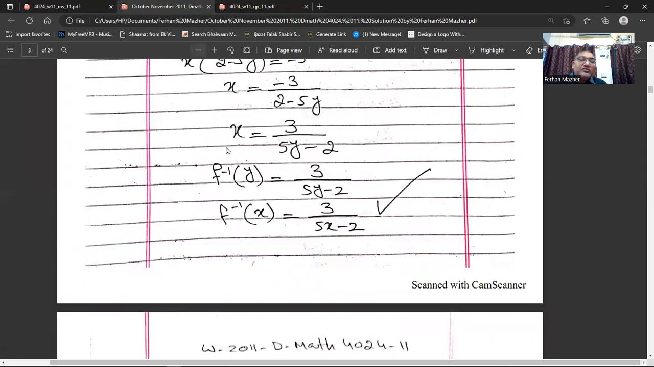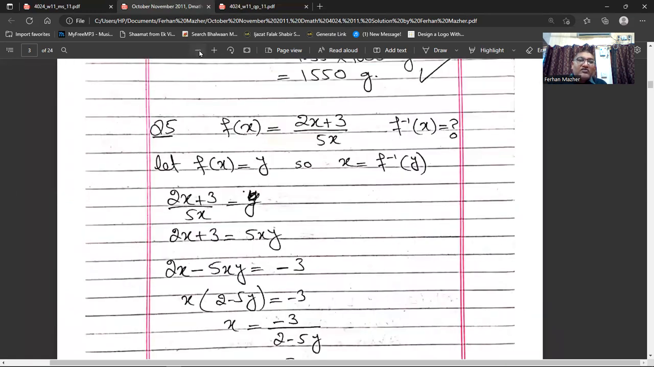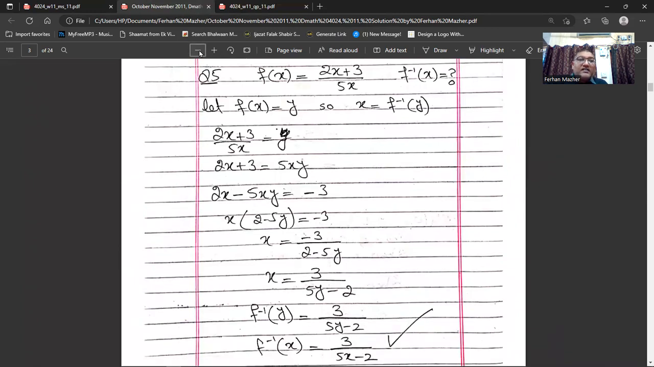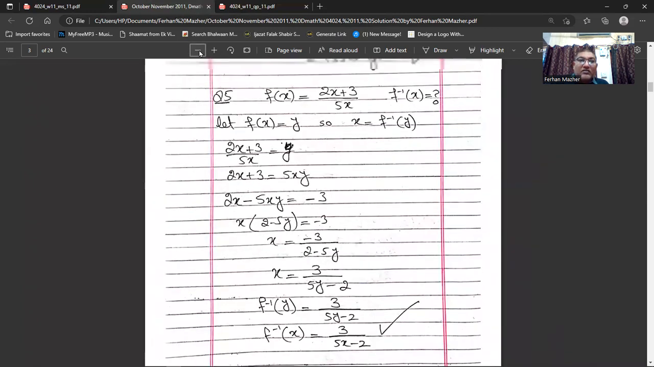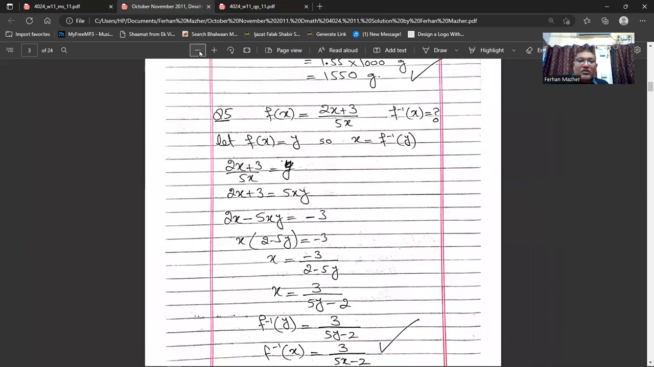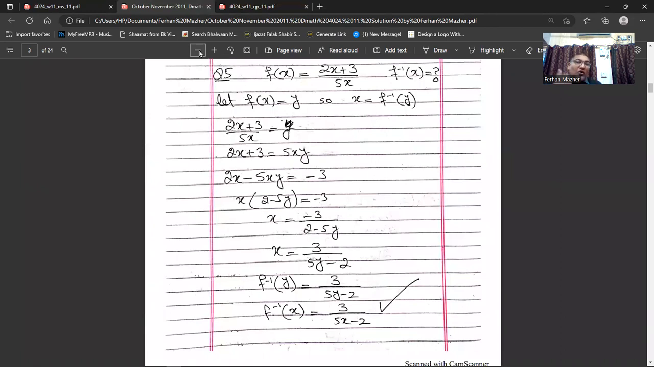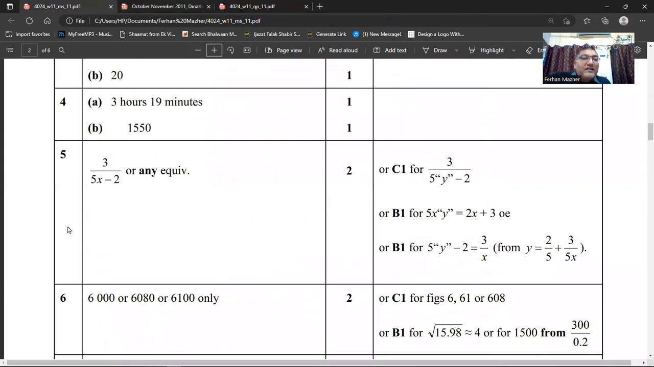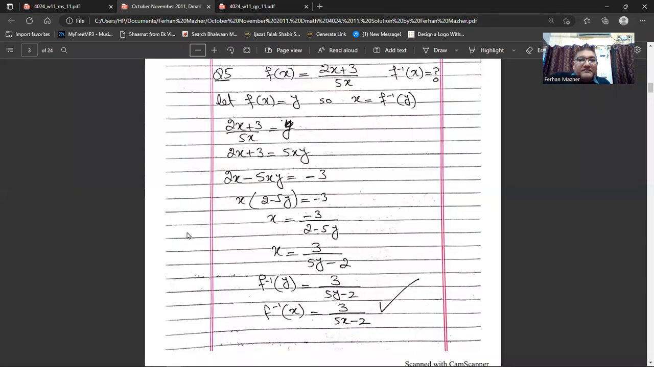So let me show you. I just want to show you the whole question together. Now I think the whole question is showing up on your screen. Yes, now the whole question number 5 is showing up on your screen. So note down this answer. We will check from the marking scheme. So our answer is right, sir.